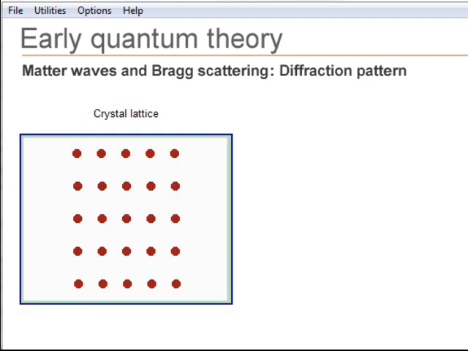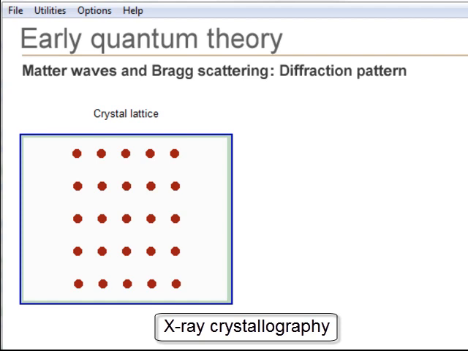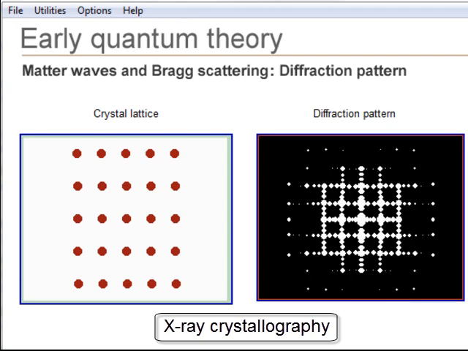X-ray scattering has an important application called X-ray crystallography. Any substance that can be crystallized, from a simple molecule to a biological protein, can produce a diffraction pattern. These patterns can be analyzed to give an almost complete structure of the molecule.